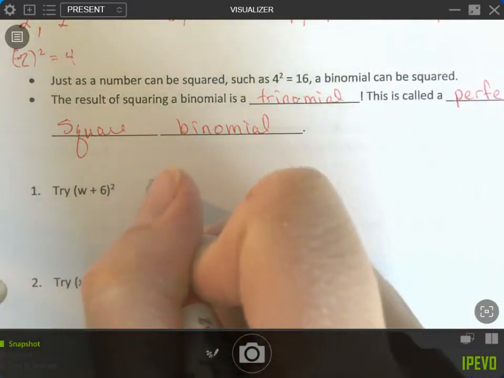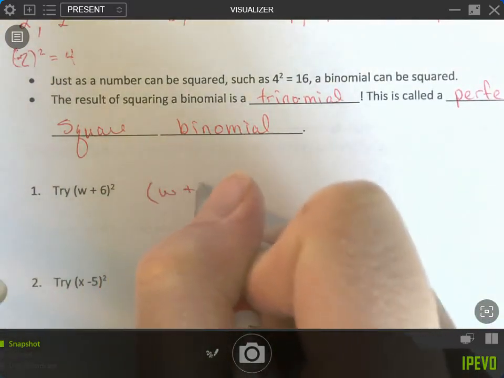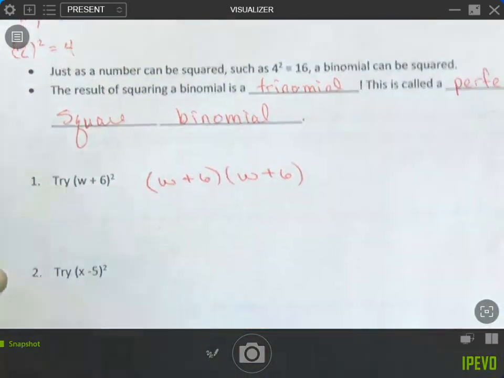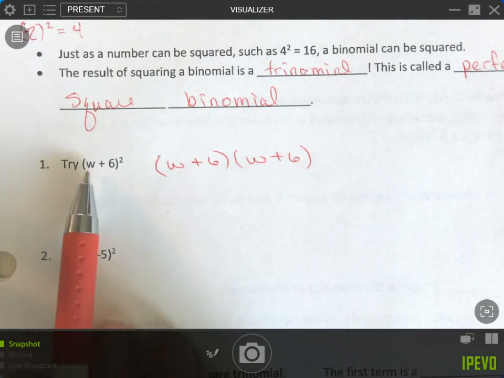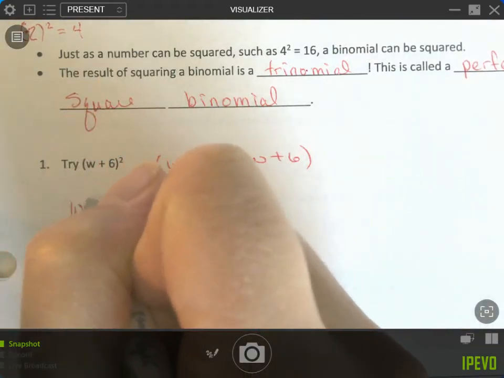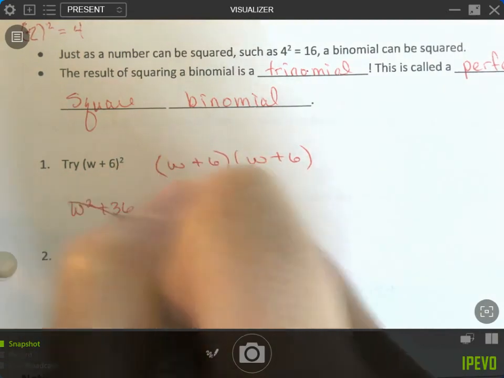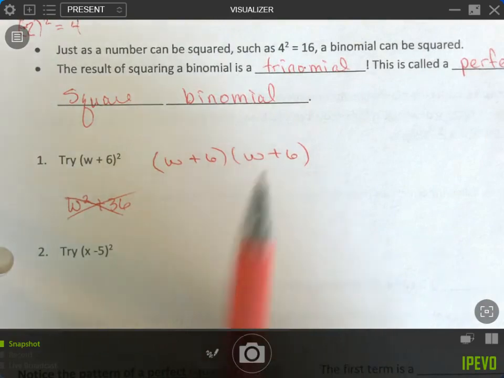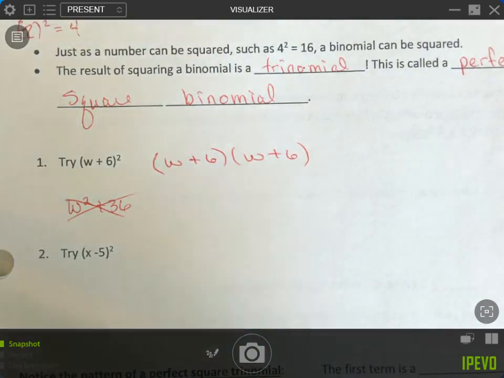How do I expand this? I'd write w plus 6 times itself. So the most common mistake at all levels is that people would write this as w squared plus 36. They think that they can distribute it and get w squared plus 36. That is wrong. You cannot distribute power over addition and subtraction. So you write it out twice. No, there's going to be a middle.